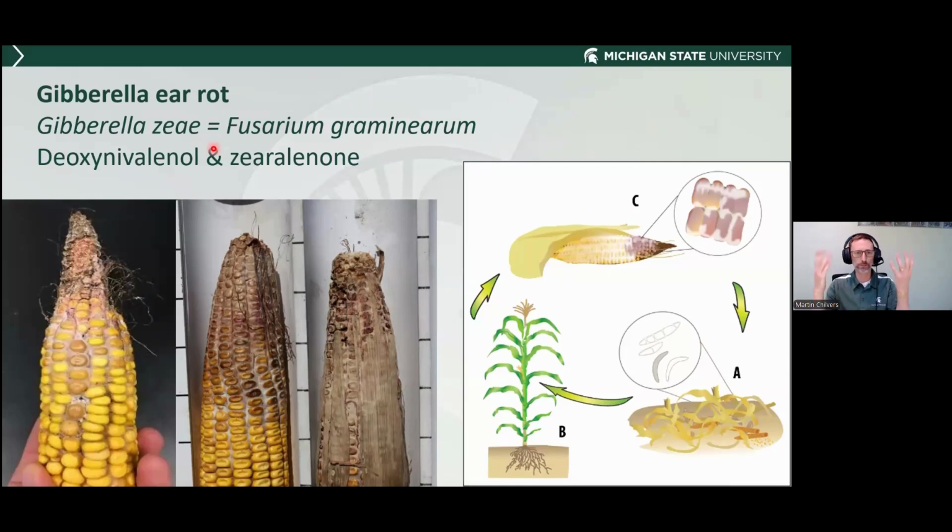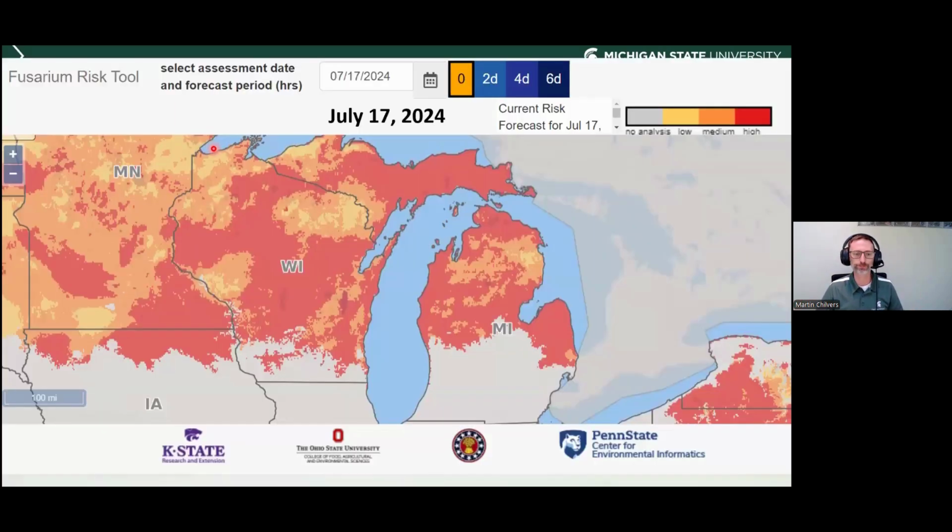The heads are exposed, we spray the fungicide, and then we harvest about a month later. So it's very different to the corn situation.